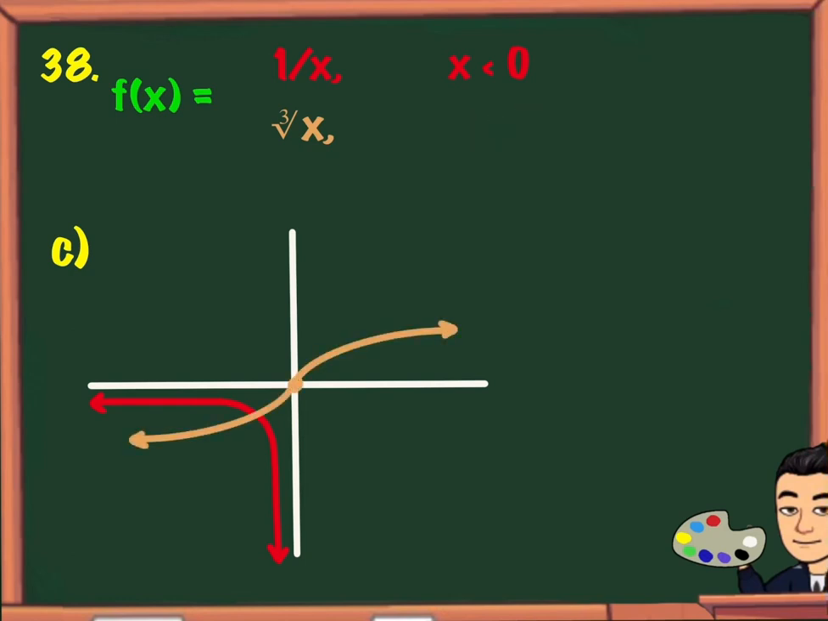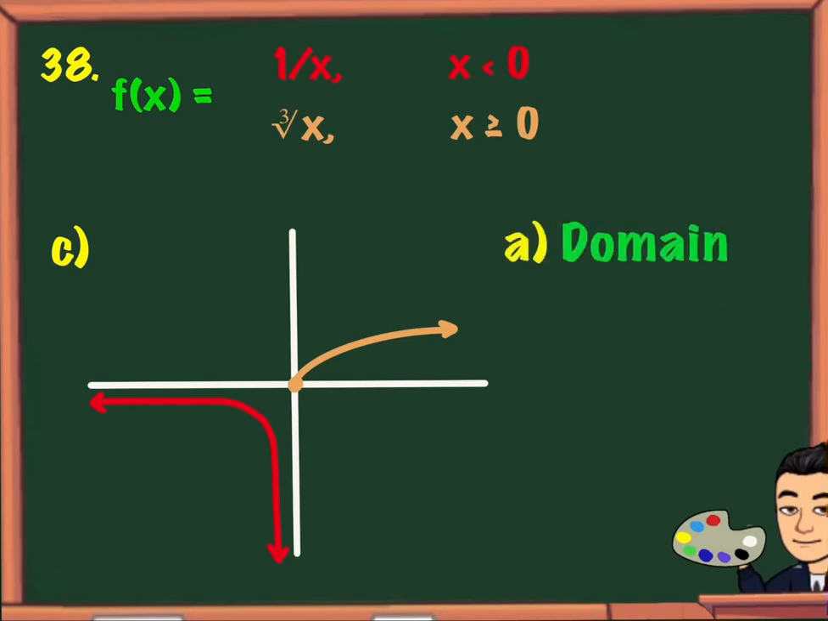So this is how the cube root of x looks like. For the interval where x is greater than or equal to 0, we're only going to keep the one that's appearing in quadrant 1. This is your piecewise function. Domain is going to be x is greater than or equal to 0 and x is less than 0. In other words, domain is going to be all real numbers.